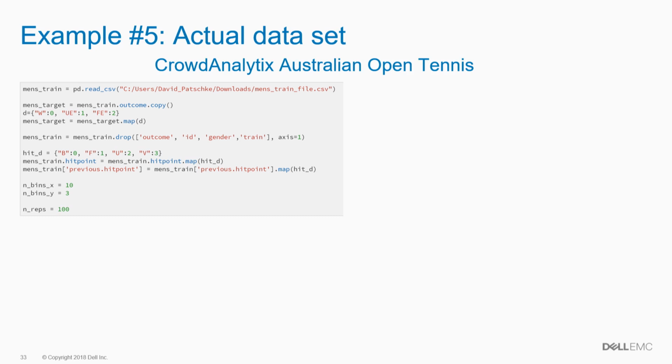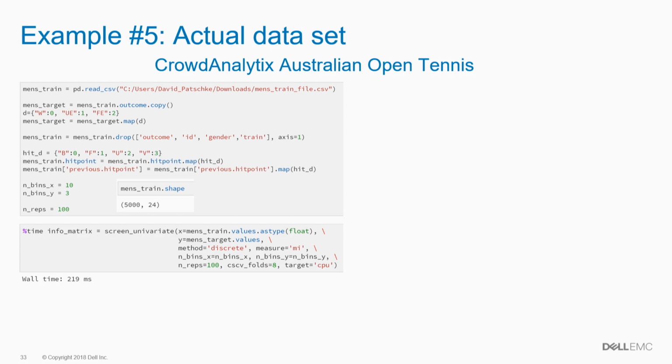In this case, I'm taking the training set from the men's competition that they had. I'm binning the continuous variables into 10 bins, and they're the Y bins. There are three options: the winner, the unforced error, and the forced error, and 100 reps. This is a small data set, only 5,000 observations and 24 columns, but we can still see the speed advantage from that. And when I did that, it was 219 milliseconds.